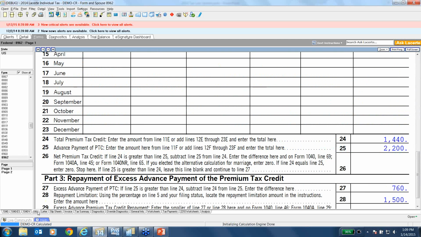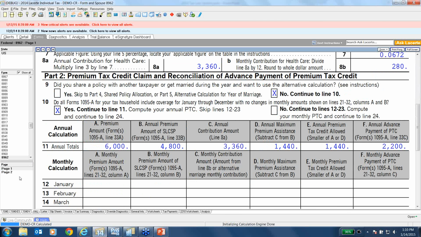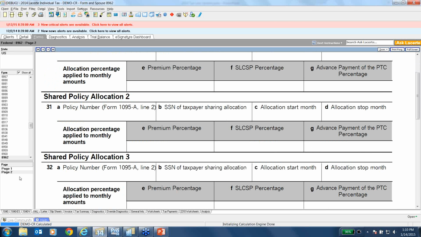Go back to the 8962. That's it for page 1. Page 2 is kind of an edge case. If we have a shared policy with somebody who is not on this tax return, we need to allocate out the premium, second lowest cost silver plan, and the advance payments, kind of like a nominee distribution on a 1099-B. And you would punch in those percentages into the program, and then we would figure out what needs to be allocated to this taxpayer, and the amounts would get adjusted on page 1. The prime case would be a divorced couple where they got a shared policy, but then they're doing separate returns, and you need to allocate out the various amounts.